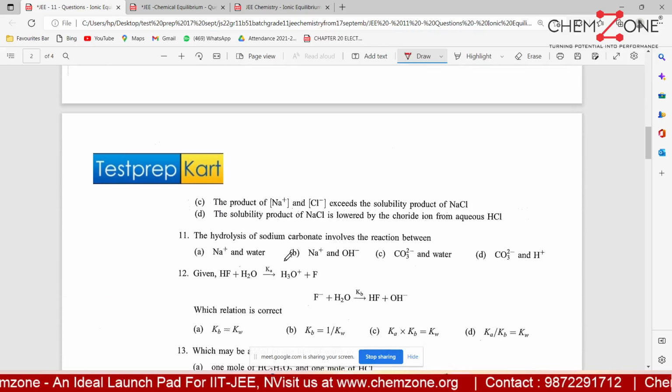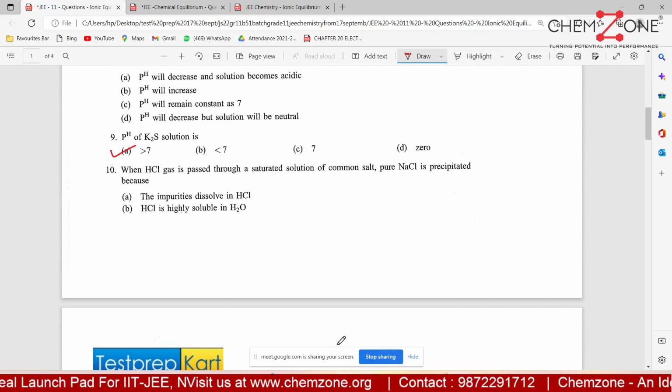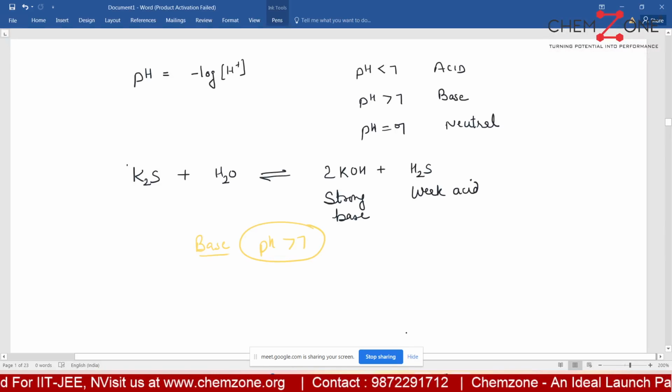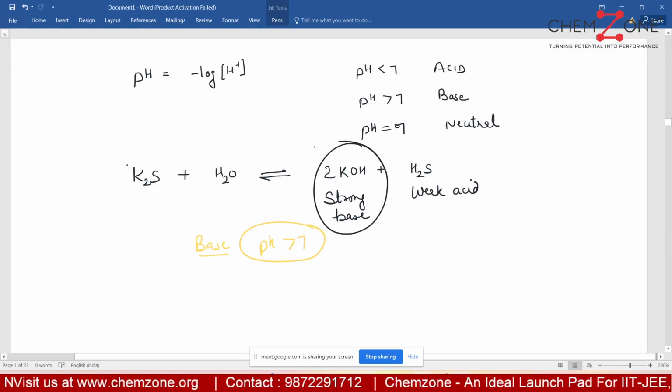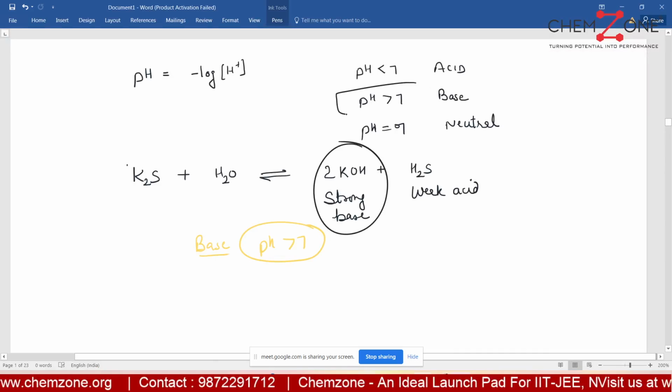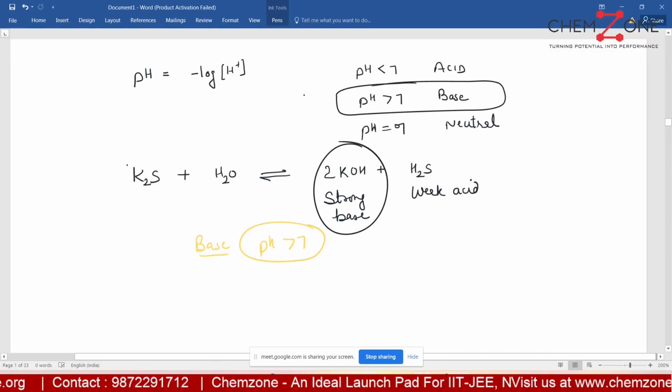So it's greater than 7 because it is weakly acidic? That's why. It is a strong base. Strong base means the pH is greater than 7.